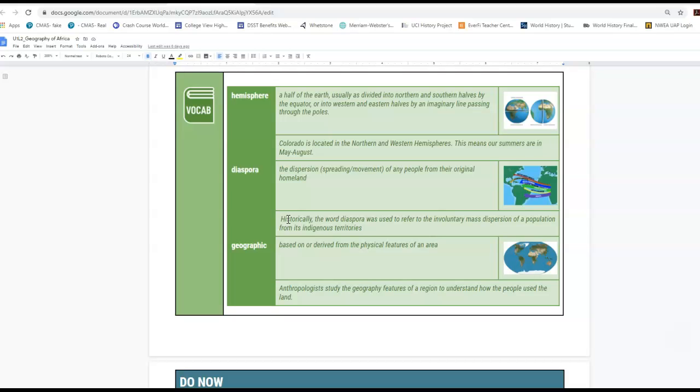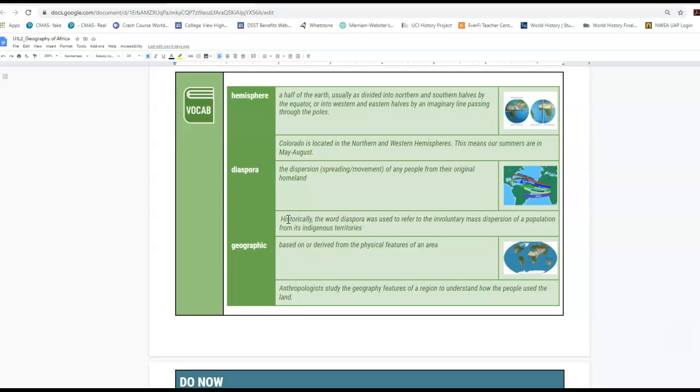The second vocabulary word we have today is diaspora. It's the dispersion or the spreading and movement of people from their original homelands. So it's basically this idea of migration, but it's considering where people are in the world, sometimes by choice and sometimes by forced situations, but it is how they associate themselves with that still. So historically, the word diaspora was used to refer to the involuntary mass dispersion of population from its indigenous territories. When we talk about World War I and II, we'll talk about the diaspora of the Jewish population.